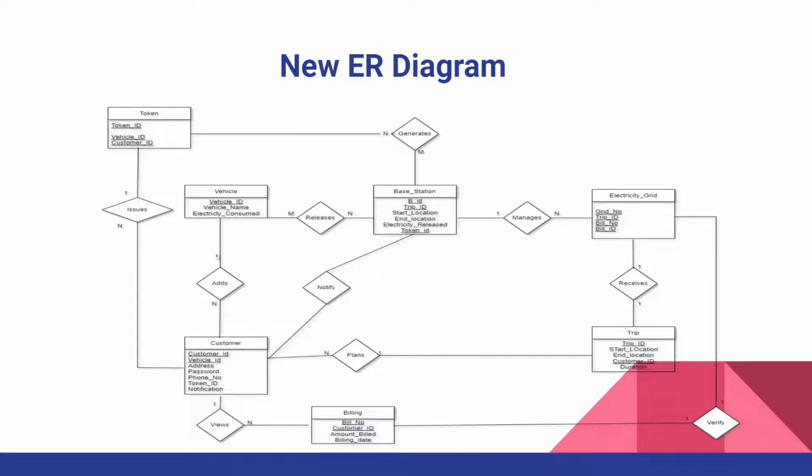Yeah, so this is the new ER diagram. This is basically an extension of the old ER diagram. However, we made a significant change by adding the base station, which connects the electricity grid, token, vehicle, and customer entities. The electricity grid manages the base station based on the start and end location, and it also takes care of the token generation. Whenever token generation fails, the customer will be notified by the base station, and once the token is issued, it is directly issued to the customer table. These entities are managed by the base station, which is basically the heart of the new ER diagram.